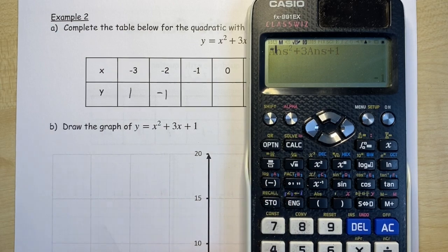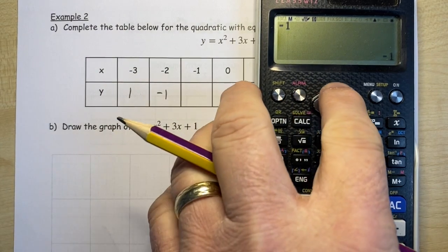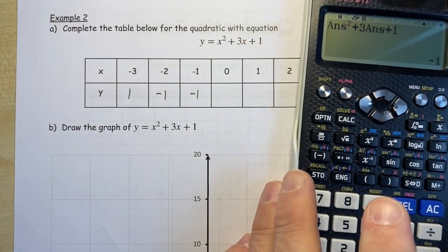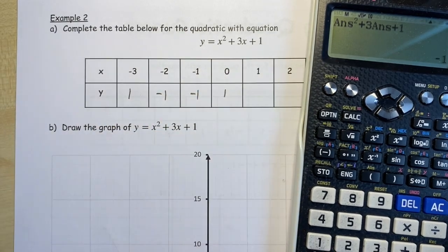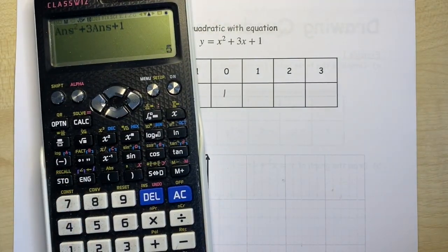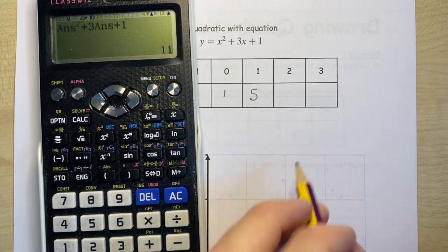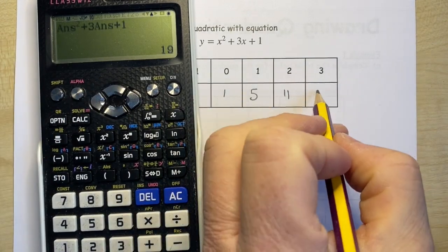Next one, minus 1. Minus 1, press equals, which arguably you could say I didn't need to do that time. That's a one-off, but I've done it. Arrow up, press equals, I get minus 1. As I said on the previous example, for 0, you don't have to put it in your calculator. Nothing, positive 1. 1, press equals. Arrow up, press equals, out comes 5. 2, press equals. Arrow up, press equals, 11. 3, press equals. Arrow up, press equals, 19.